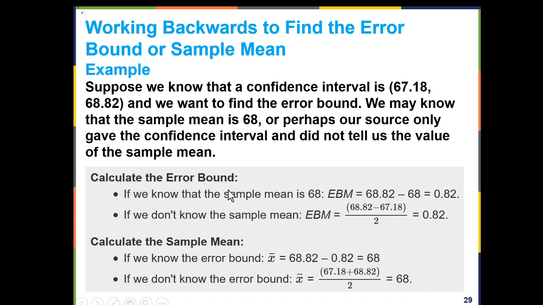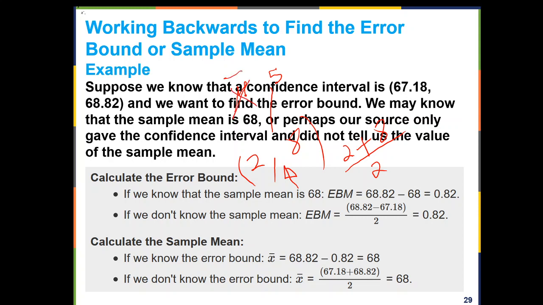All right. So working backwards to find the error bound or the sample mean. Well, if you're already given an interval, let's say I give you that the interval is between 2 and 8. Well, if you know 2 and 8, then the middle of this number would be 2 plus 8 divided by 2, right? And that would be 5, because 2 plus 8 is 10, divided by 2 is 5. So 5 is actually mu. Not mu, but X bar I meant.